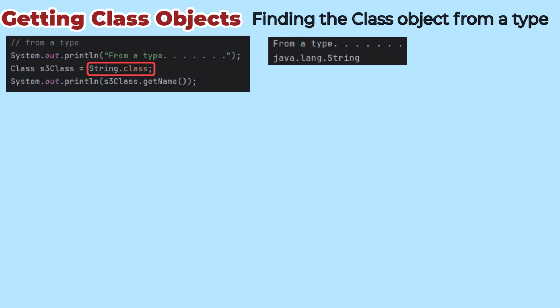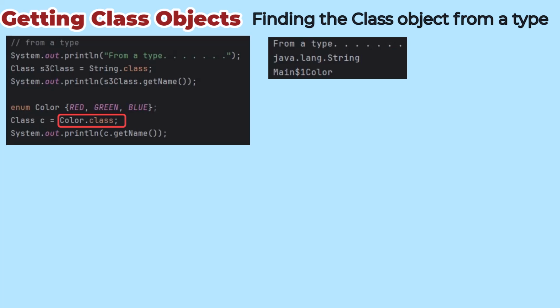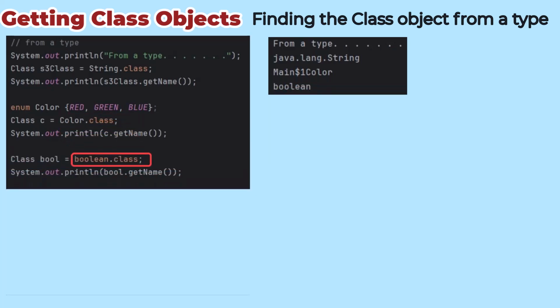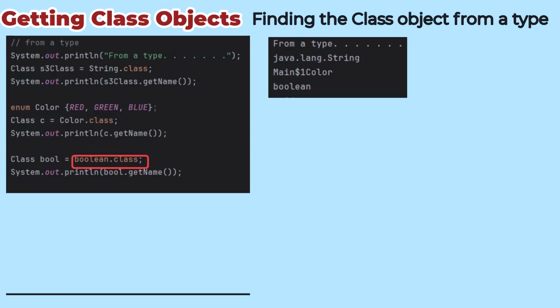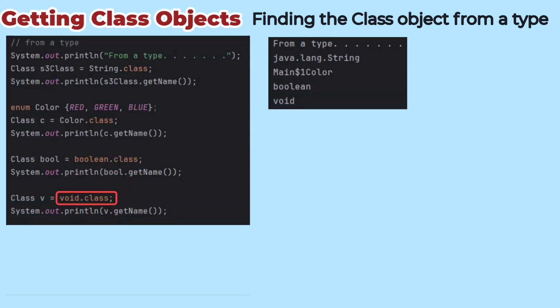Second, for both reference and primitive types, you can ask the type for its class. So, I can ask the class String for its class object, and I can do that for an enum. And even though primitive types don't feel like classes, you can do it for primitive types too, even void.